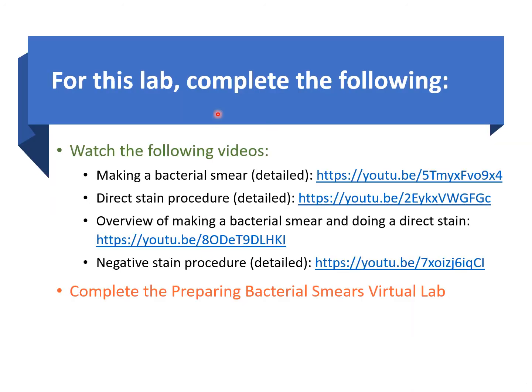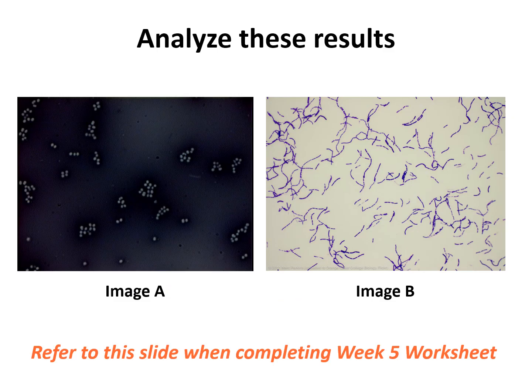And then over here, there is a list of some videos for you to watch, on top of, of course, the virtual lab that you will need to do for this week. Over here, you have two images. You're going to have to figure out which one is the negative stain and which one is the direct or positive stain. And then you have some questions to answer about those two images for the week 5 worksheet.